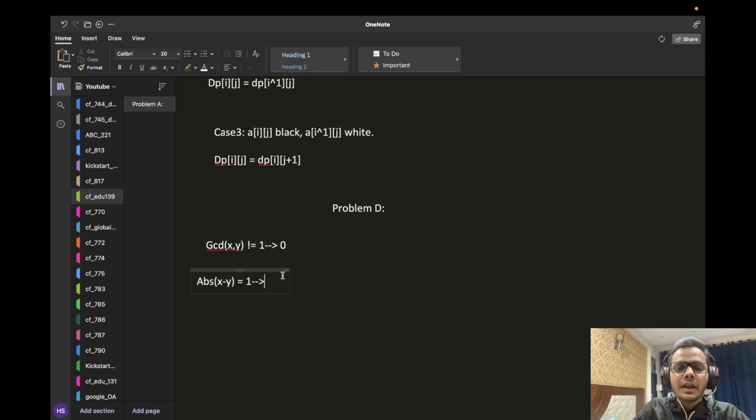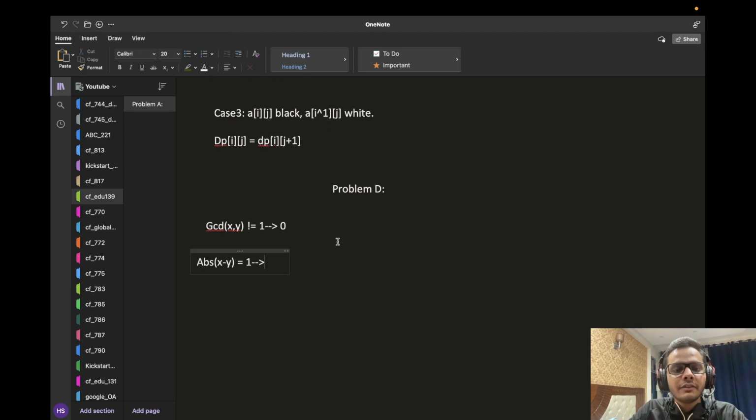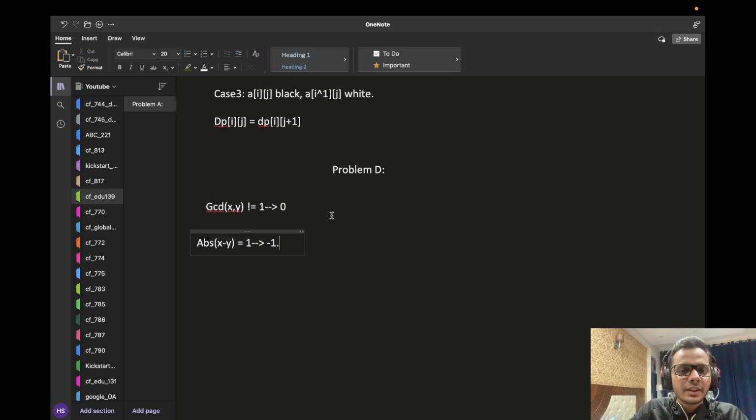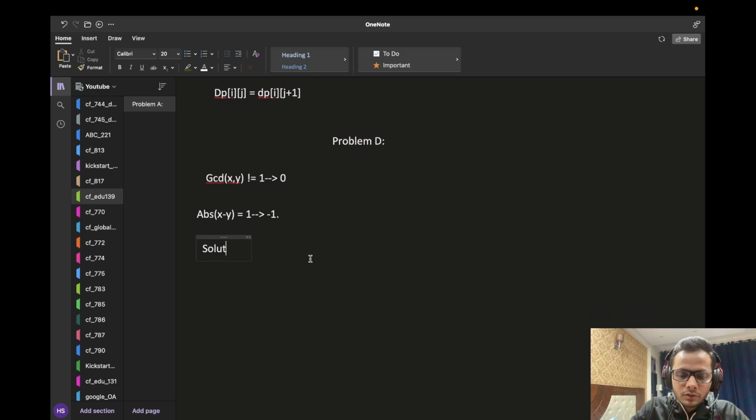In this case, x plus 1 and y plus 1 still have the absolute value of x minus y equal to 1. So we are never changing the absolute value, and it's a well-known theorem that for any two consecutive numbers, there is no prime factor which is common to them. So in this case, the answer is going to be -1. Okay, cool. So these are the trivial cases. Let's just get them over with, and let's now start with the solution.